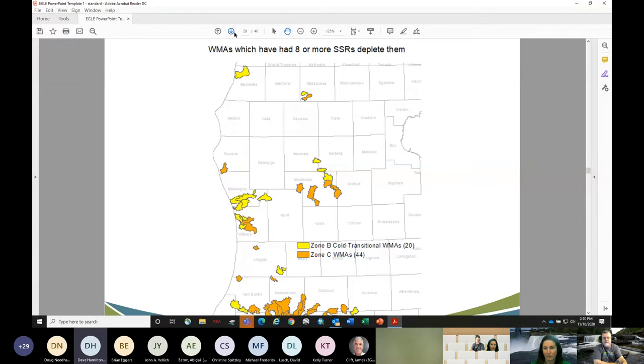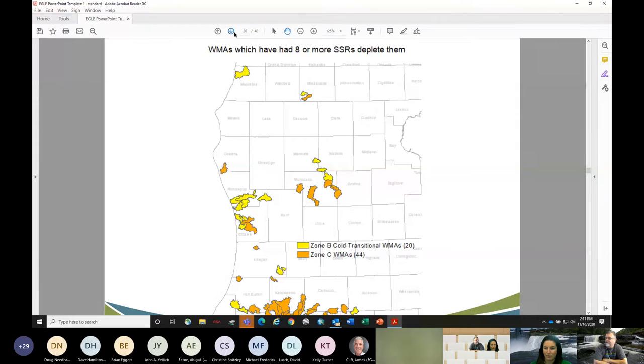Okay, this map shows the locations of Zone B transitional watersheds in yellow and Zone C in orange, where EGLE has received 8 or more SSRs depleting the watershed. Latest count as of the beginning of October, we're talking about 20 Zone B transitional water management areas and 44 Zone C water management areas. And as of the beginning of October, I think statewide there are like 158 Zone C water management areas, so way too big a number. The universe was way too big for really zeroing in.